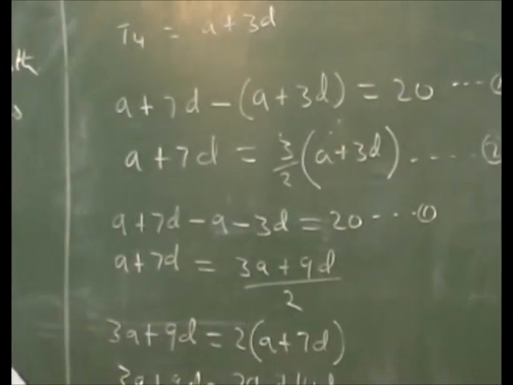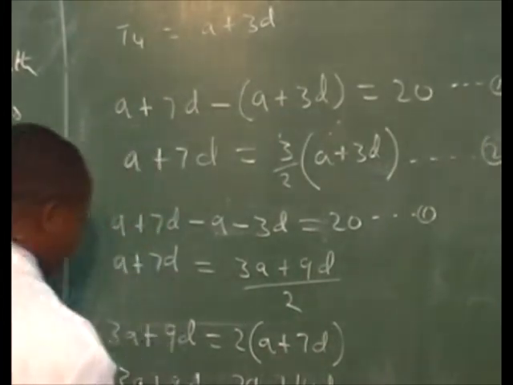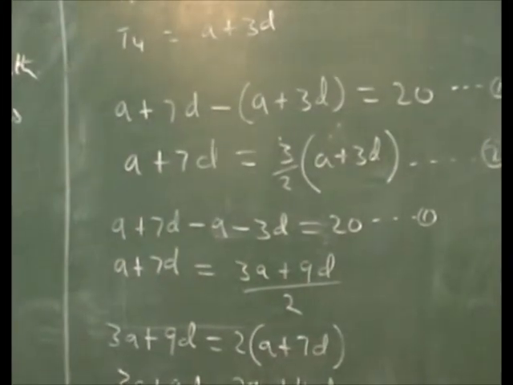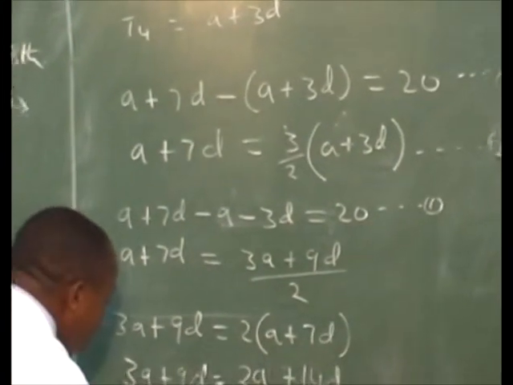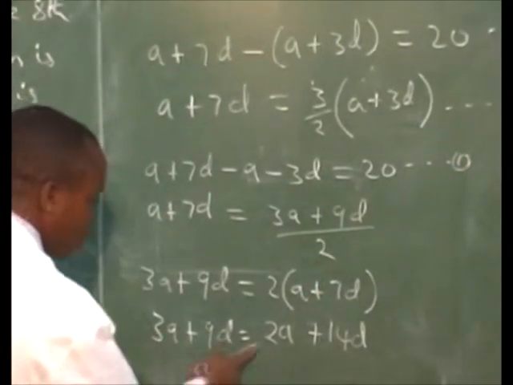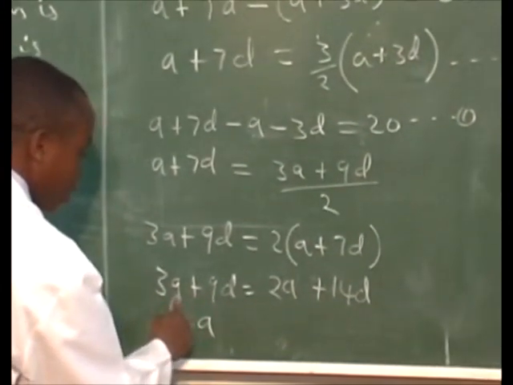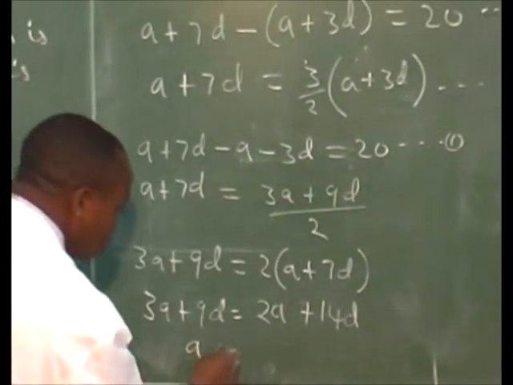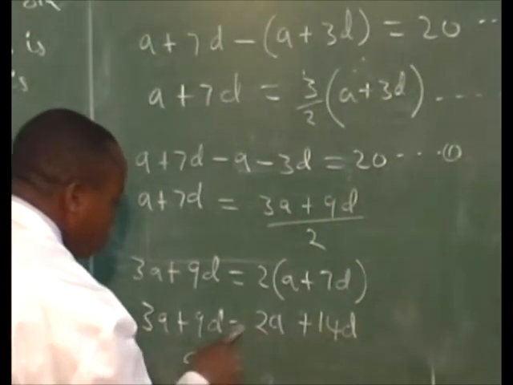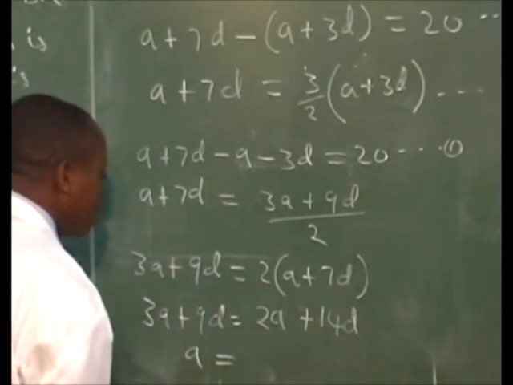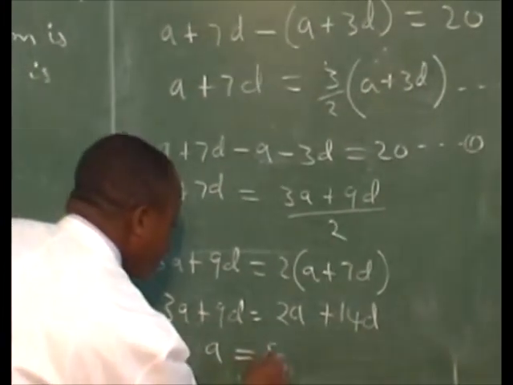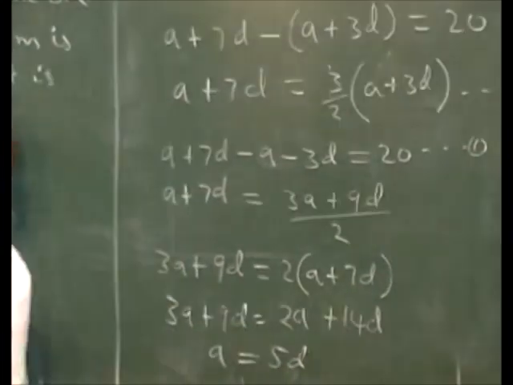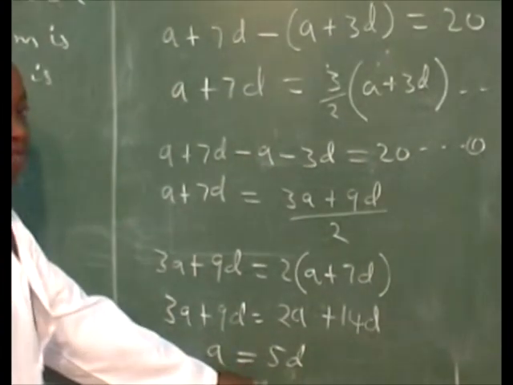Now I can collect terms here. So this A will come here, so this is 3A and it will be minus 2A. So A will be equal to 14 minus 9D, which will give me 5D. So A is equal to 5D.